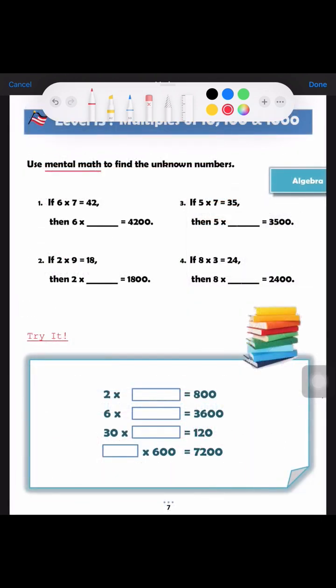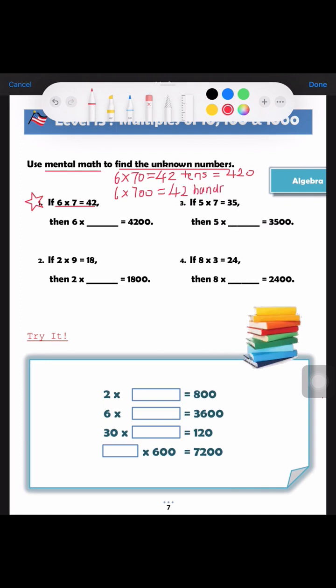Okay, now we take a look at page 7. Use mental math to find the unknown numbers. Question 1. If 6 times 7 equals to 42, then 6 times which number equals to 4,200? If 6 times 7 equals to 42, then 6 times 70 equals to 6 times 7 tens equals to 42 tens. And 42 tens equals to 420. And then 6 times 700 equals to 4,200.